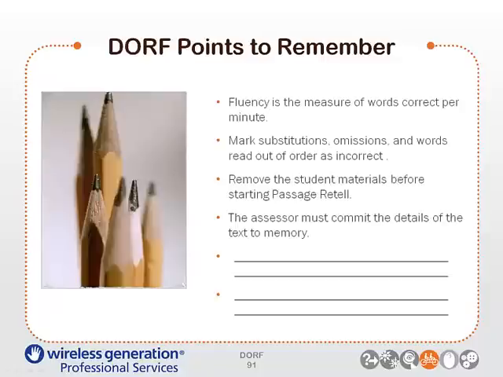Here are some things to remember about DORF. Fluency is the measure of words correct per minute. Mark substitutions, omissions, and words read out of order as incorrect. Remove the student materials before starting passage retell. The assessor must commit the details of the text to memory.